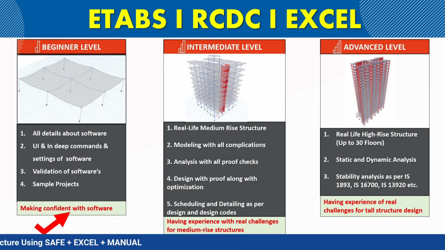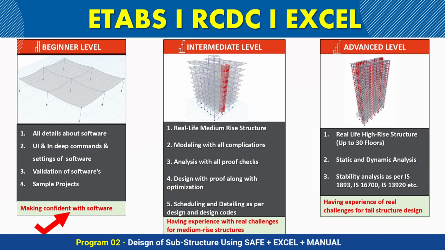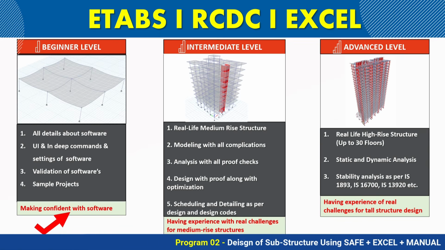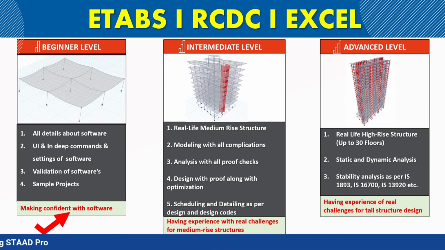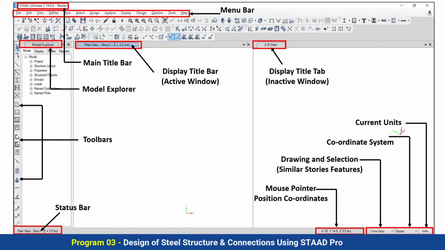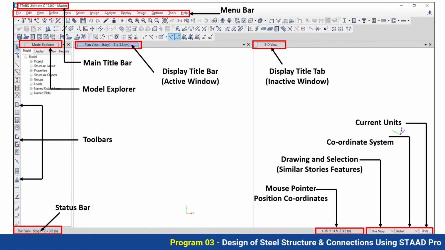Step by step we are moving ahead, or you can call them chapters: beginner chapter, intermediate chapter, and advanced chapter. So these three chapters, these three levels, we are going to cover in this one training program. So what topics are we going to cover in the beginner level? Let's talk about that. In the beginner level, our objective is to give you confidence about the basic concepts of RCC structure design and the basics of your software.